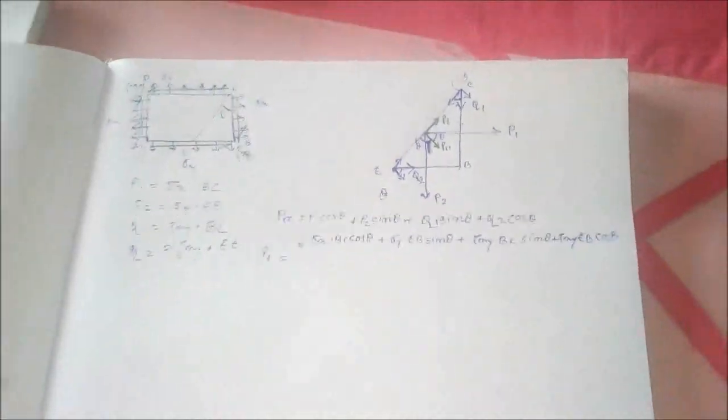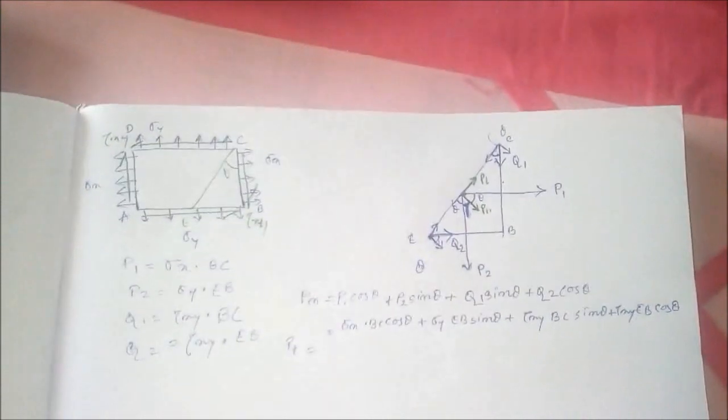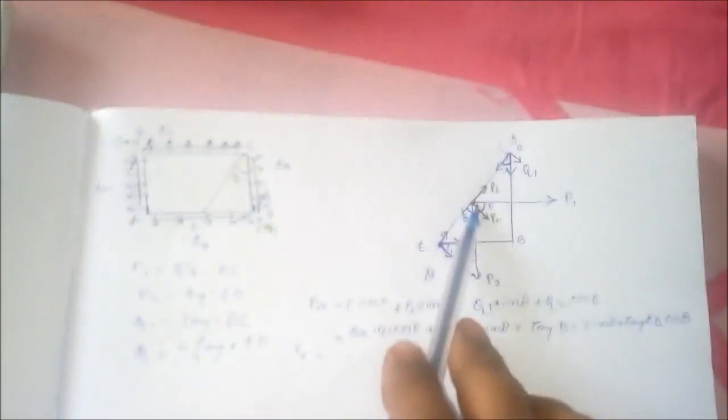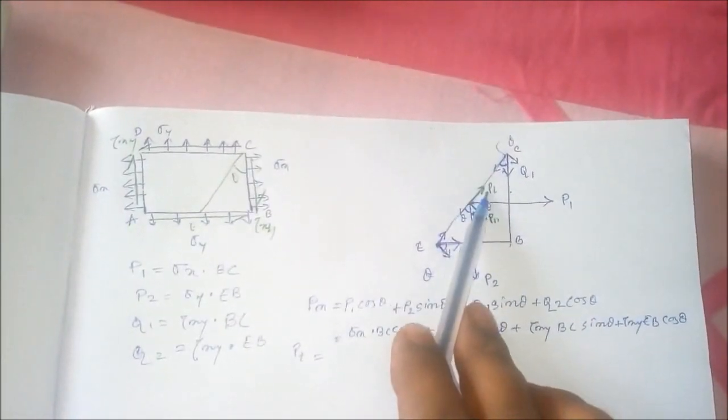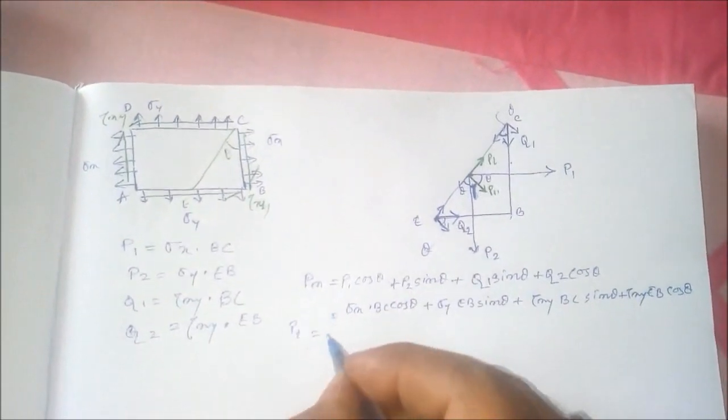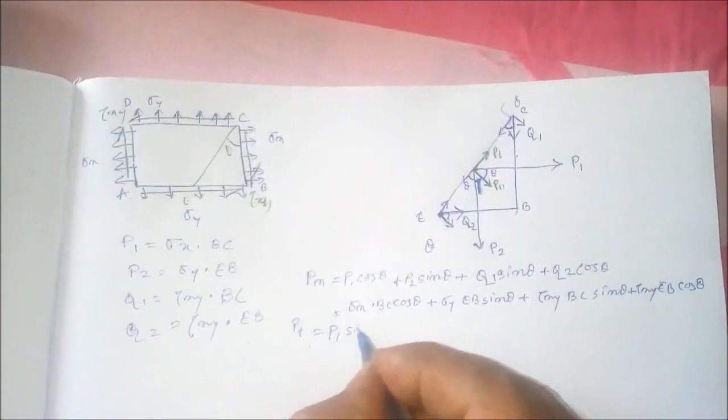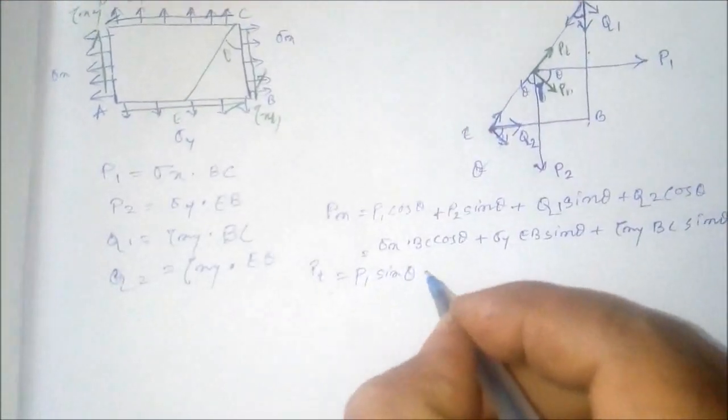So what will be the value of Pt then? For Pt, you can see for P1 the component will be P1 sin theta in the positive direction, so this will be positive P1 sin theta, right?